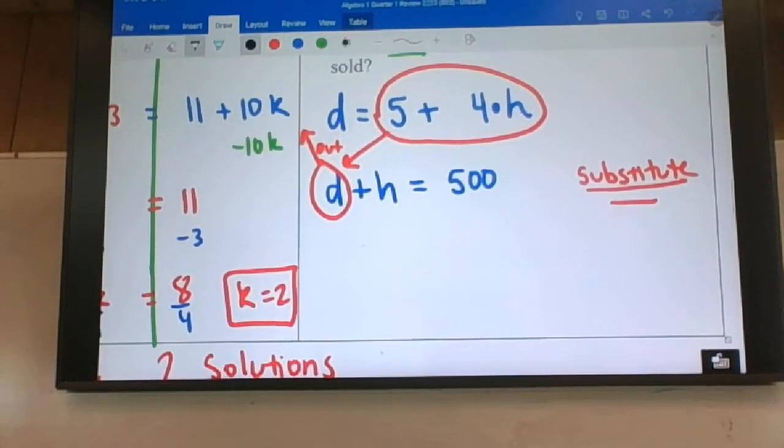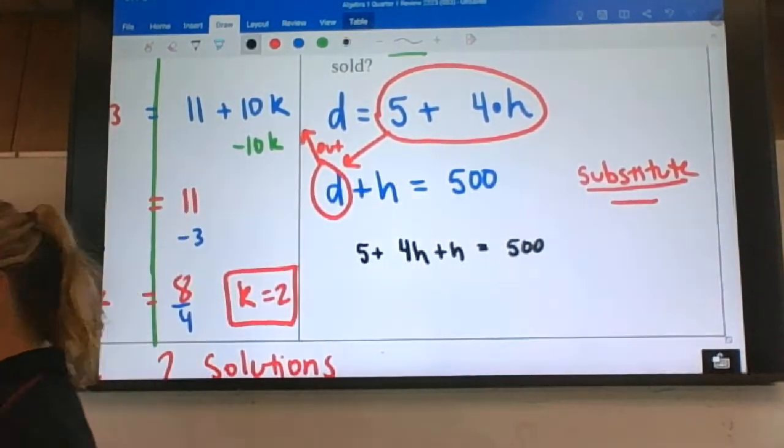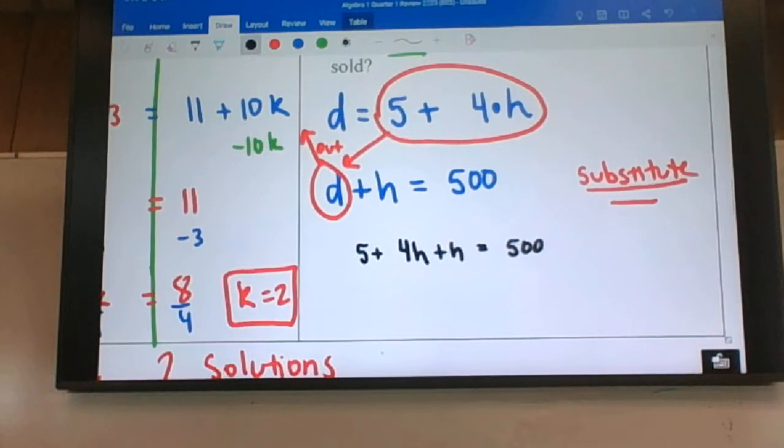Okay. So that turns into 5 plus 4H plus H equals 500. And from there, it's just like the problem we just did. It's just combining like terms from there and solving. So I'm actually going to pause. I want you guys to finish it from there on your own.